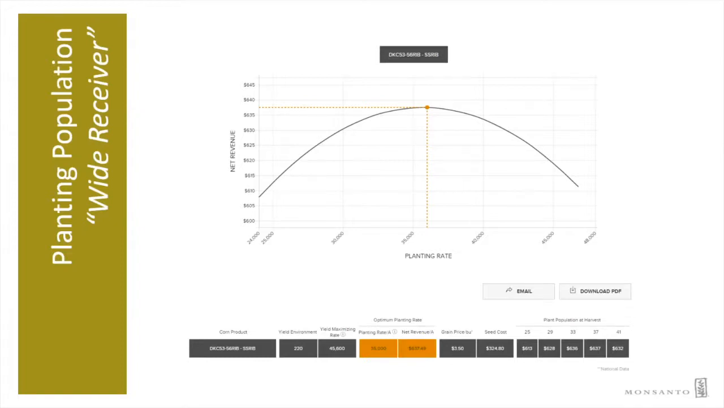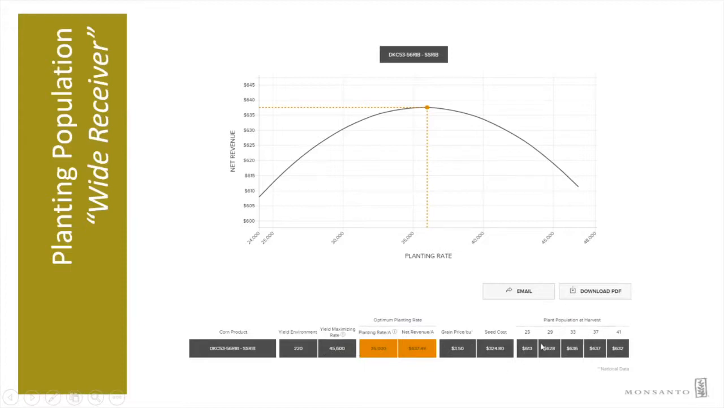So what's the best fine line in here? My suggestion would be to probably use a yield goal right around 200, and then plug in your economic factors, and then make a decision in your draft sheet on whether you want to be at the economic planting rate, this number here, or you want to be at your yield maximizing rate, or somewhere in between there as well.